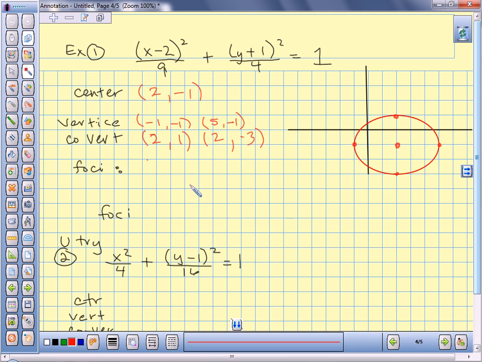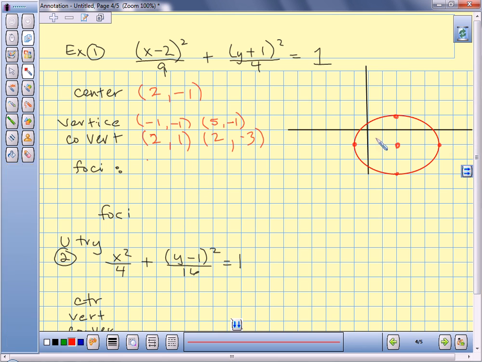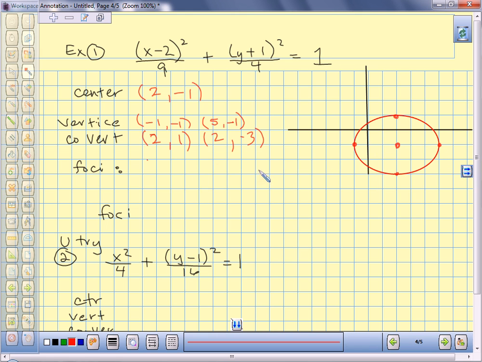All right, so our foci need to be on this major axis here. They need to be on the major. So I have to find that C. Since C squared is always the bigger number minus the smaller number, and in this case the bigger number is the A, we're going to do A squared minus B squared. So C equals the square root of 5. That is the distance from the center to a focus. So I would add and subtract that to my x value. If you want to write it this way, I'm good with that. Because that really means 2 plus the square root of 5, negative 1, and 2 minus the square root of 5, comma, negative 1. So that's where our foci are.